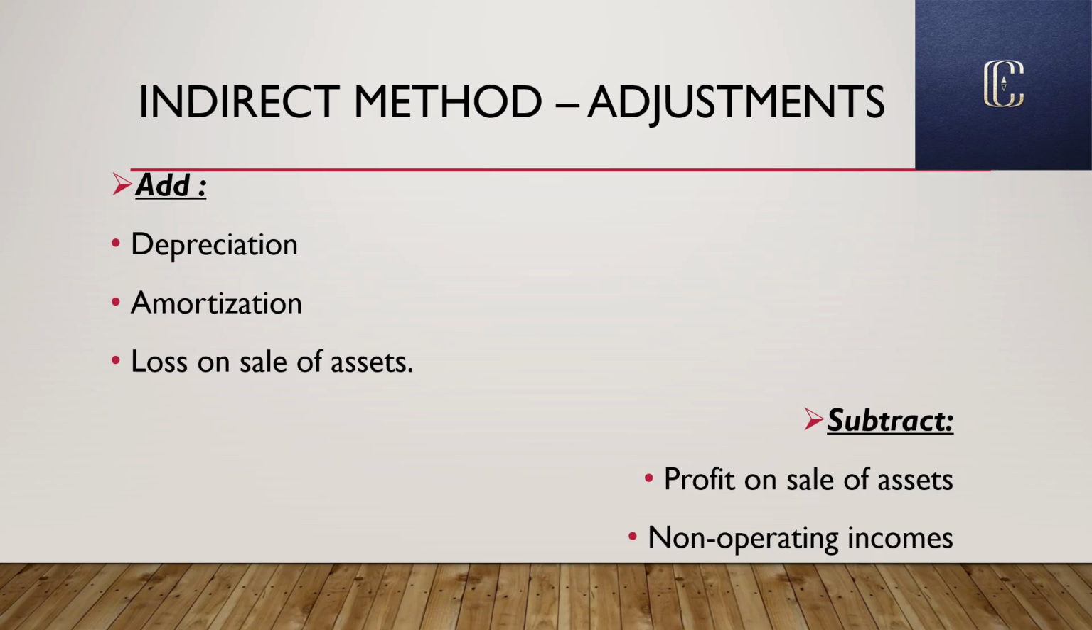The fourth one is profit on asset sale. It is subtracted, because the income is not operational. And non-operating income is once again subtracted because it is not from business operations. The final understanding related to the indirect method is that accounting profit leads to actual operating cash flow by adding back non-cash expenses and removing non-operating gains.